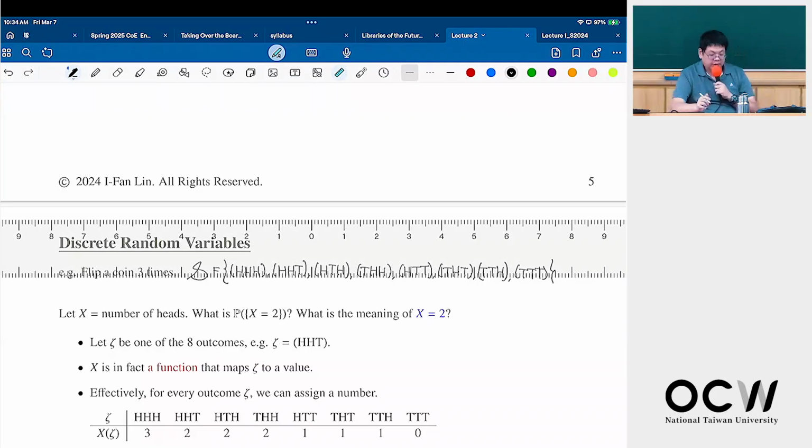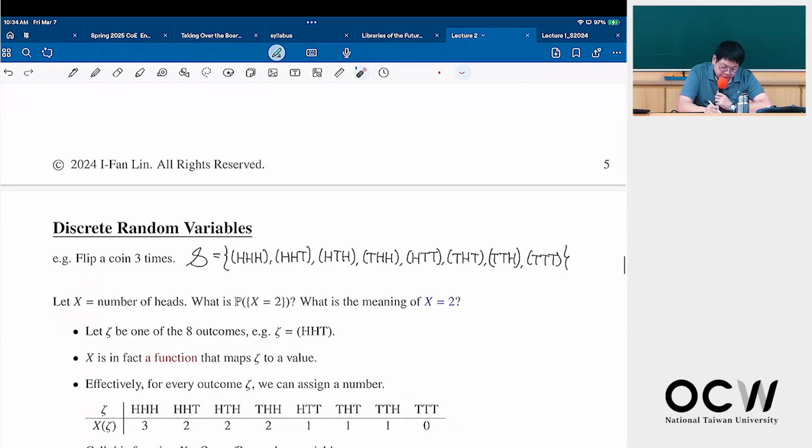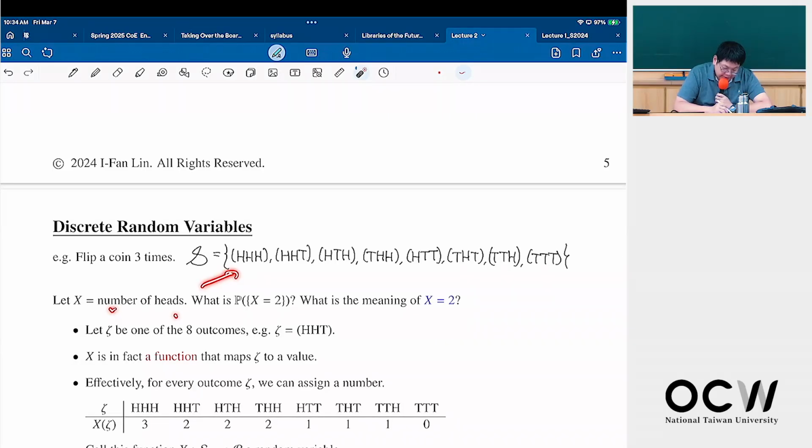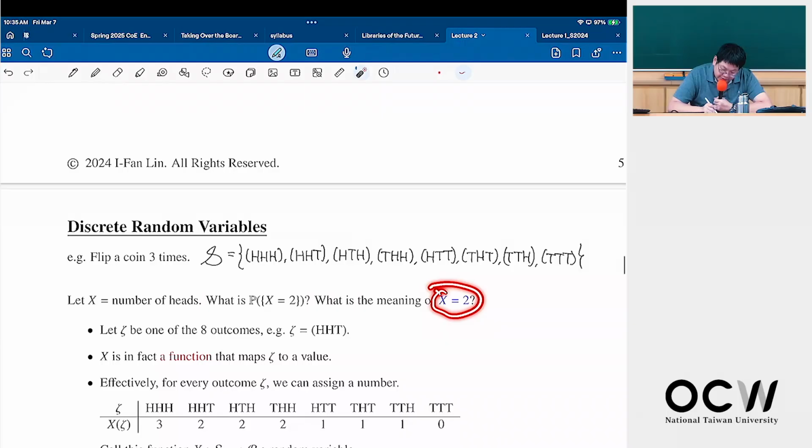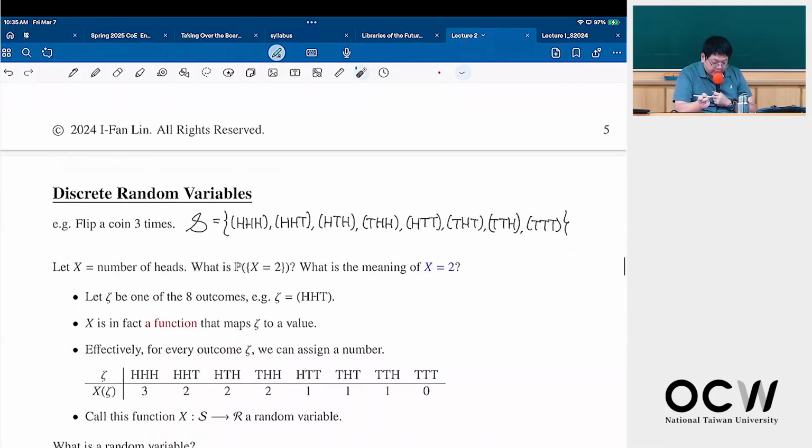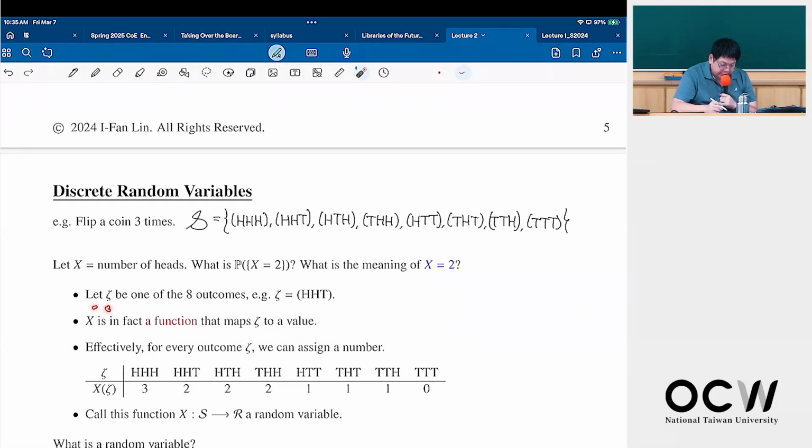Now, suppose that X is the number of heads. So what does that mean? Probability of X equals 2. And also you may think, what is the meaning of X equals 2? X is the number of heads. Okay. So to answer those questions, first let's see that C is one of the 8 outcomes. So we have 8 outcomes here. Okay, so C is one of the 8 outcomes, say head, head, and tail.